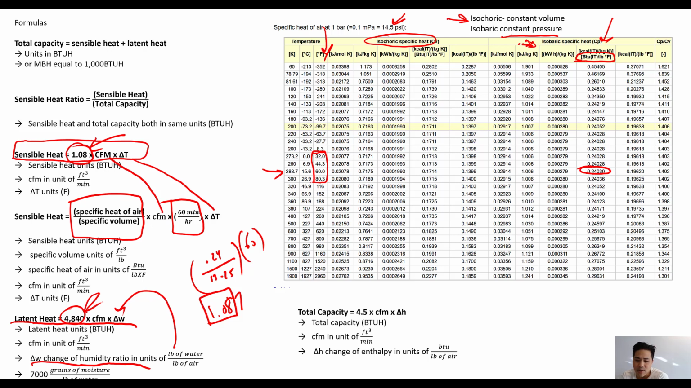But these formulas give you a very good estimate of it, which is close enough, and this is the reason why these formulas would be sufficient at giving you a good estimate of the latent heat. And the total capacity formula is the sum of the latent plus sensible heat, or you can just multiply the CFM by 4.5 times the change in H, which is just the enthalpy.